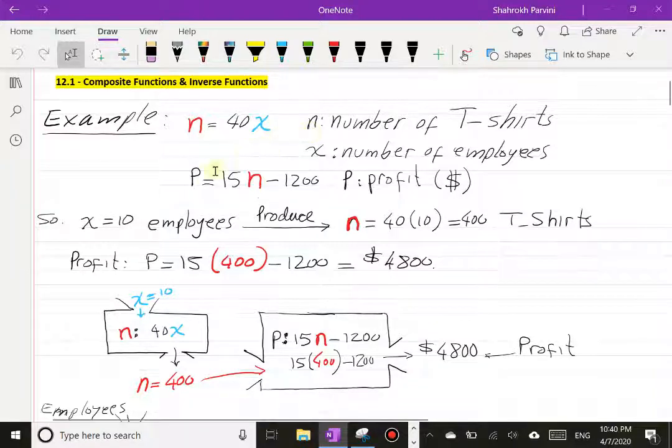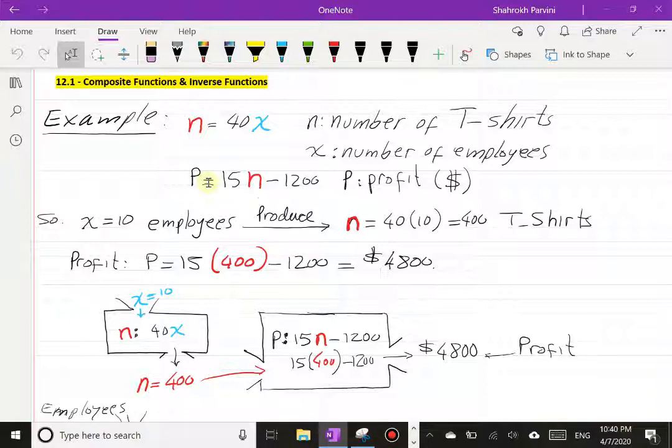And then the function below it, this p, stands for profit. The profit is 15n minus 1200. Remember, n is the number of t-shirts. So you can think of this as if they sell each t-shirt for $15 and they subtract the cost, $1,200. Let's say this is a monthly cost, and these would be monthly productions, and the profit would be in dollars. So here we have two functions. I'm just trying to illustrate the concept of function composition with this example.